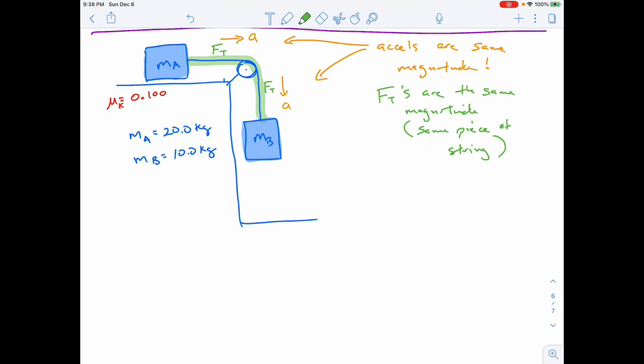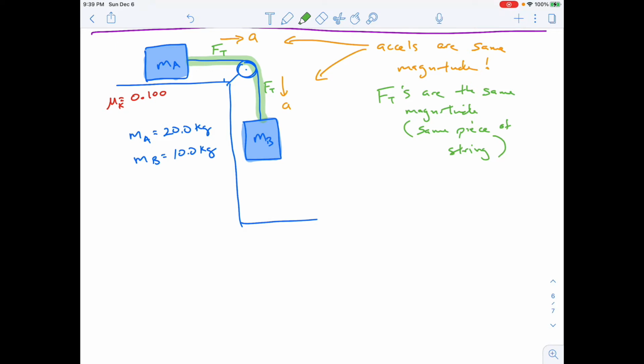Let's assume there is a little bit of friction between block A and the table or the shelf or whatever. Block B does not have any friction. It's actually not touching any surfaces. It's hanging. It's not touching any walls or anything else like that.